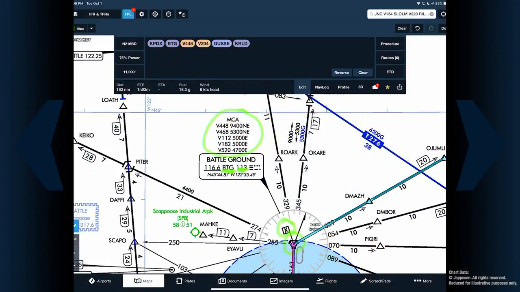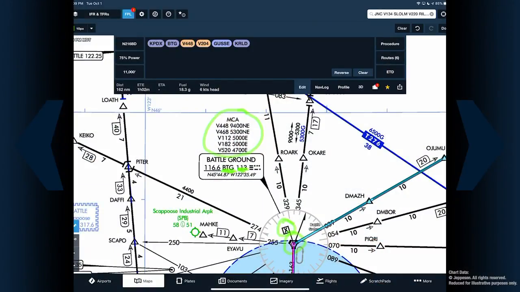A VORTAC, if you're not familiar with it, is a VOR/DME facility co-located with a TACAN facility. TACAN radios are used for military navigation. Most civilian aircraft would not have a TACAN radio installed, but essentially, when we're flying, you can look at a VORTAC and a VOR/DME as the exact same thing.